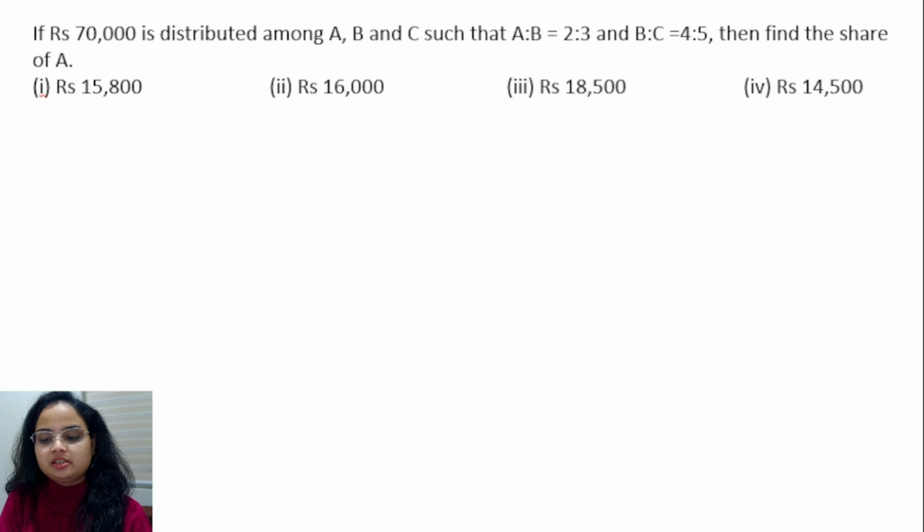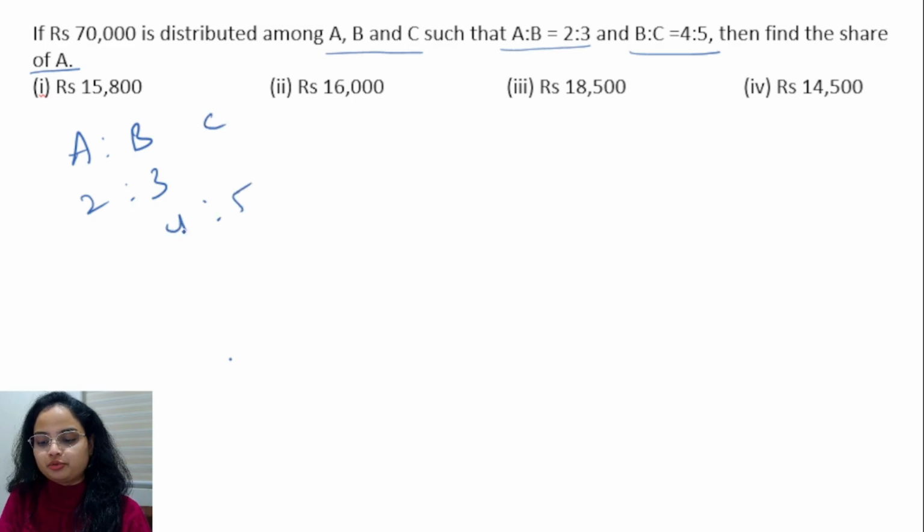Next one. If 70,000 is distributed among A, B and C such that A is to B is equal to 2 is to 3 and B is to C is equal to 4 is to 5, we have to find the share of A. We will take the combined ratio A is to B is to C, but here the ratios are given separately. A is to B is given as 2 is to 3 and B is to C is given as 4 is to 5. We have to make these two numbers same. So we will multiply the first ratio with 4 because here it is 4, and we will multiply the second ratio with 3 because here it is 3.